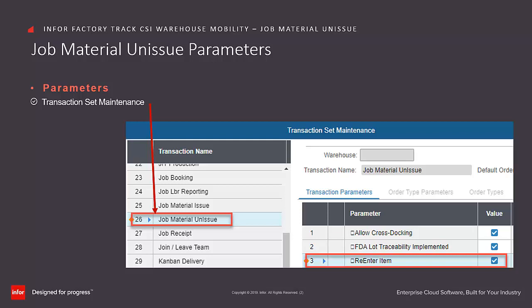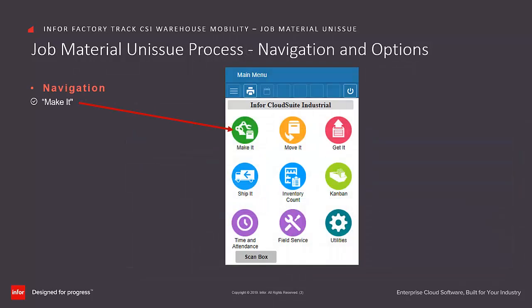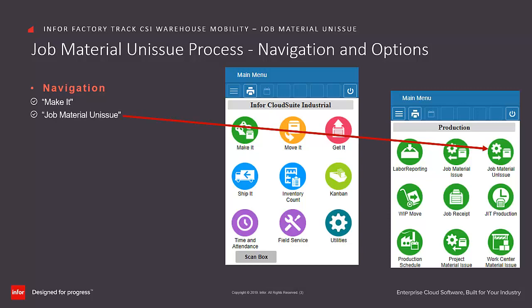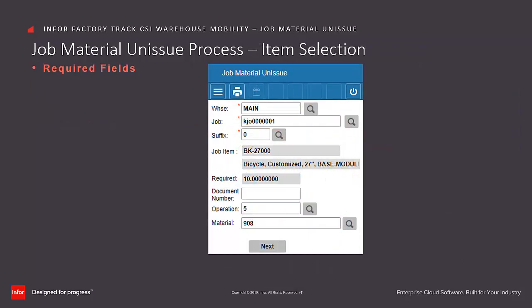For this training, we have enabled the re-enter item parameter in order to show where this field appears in the transaction steps. To start the Job Material Unissue process, from the Factory Track Warehouse Mobility main menu, click on the Make It icon. This then navigates to the Production Transactions screen, where you click on the Job Material Unissue icon. To initiate the Job Material Unissue process, a selection of the item is needed.